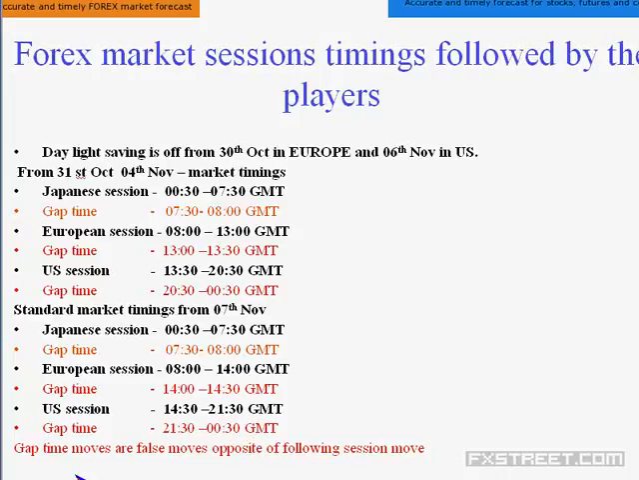All the gap time moves are false moves. Keep that in mind and try to trade. And we have been seeing very frequently, if you follow the timings followed by the other players, you will be able to understand the type of moves they make.